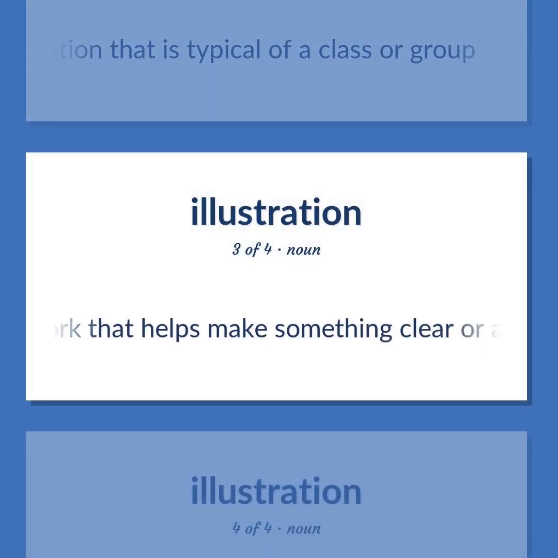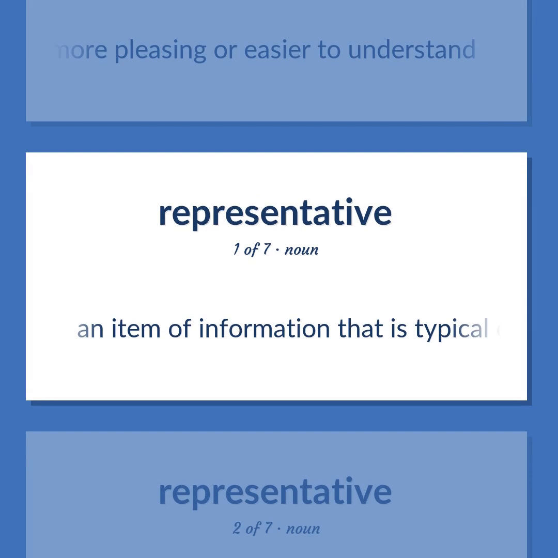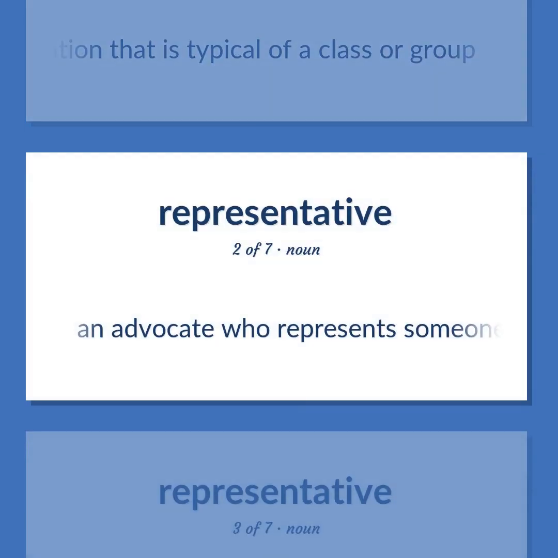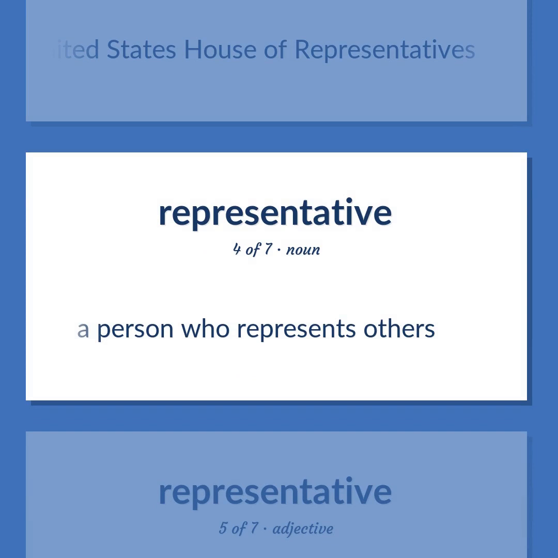Artwork that helps make something clear or attractive. A visual representation, a picture or diagram, that is used to make some subject more pleasing or easier to understand. An item of information that is typical of a class or group. An advocate who represents someone else's policy or purpose. A member of the United States House of Representatives. A person who represents others.